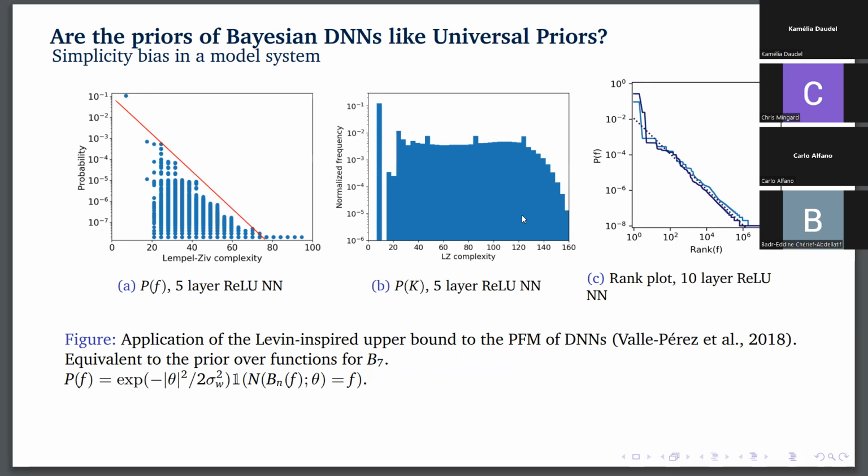This plot shows the frequency, so this is P of K. This is the probability of getting some Lempel-Ziv complexity upon randomly sampling neural networks. And again, you can see it's kind of flat and it tails off at the end, which is what was predicted earlier on. And then finally, this is what happens if you plot the log probability of a function by the log of its rank.